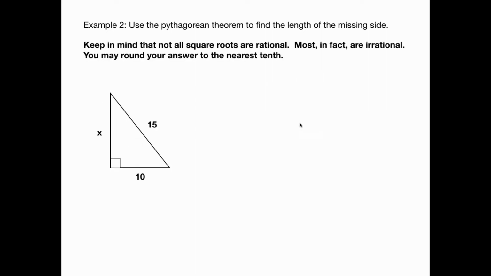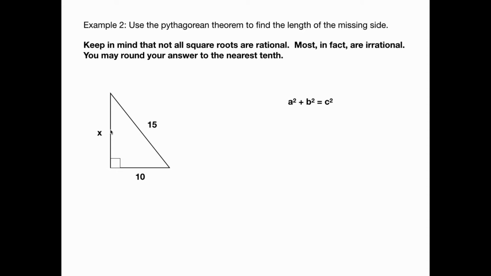In example 2, we'll do the same thing, but notice the unknown side is no longer the hypotenuse, it's one of the legs. Now, keep in mind that not all square roots are rational. Most, in fact, are irrational. So in this case, we're going to round our answer to the nearest tenth.